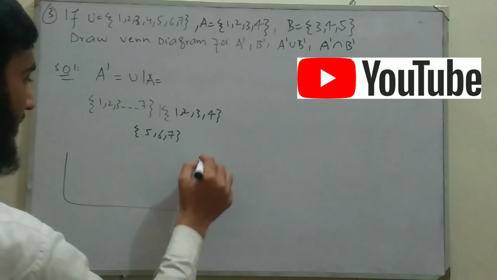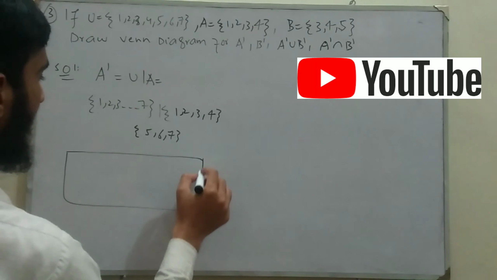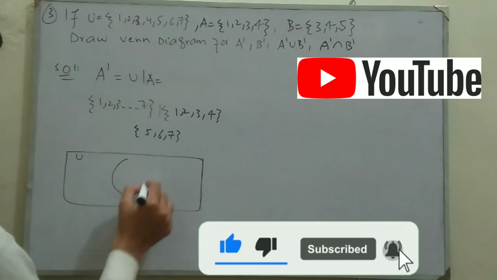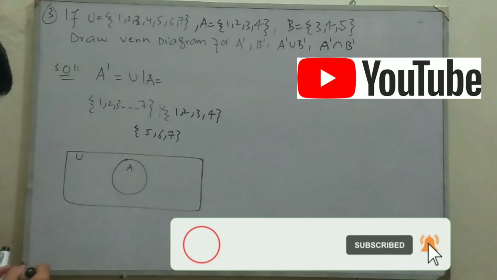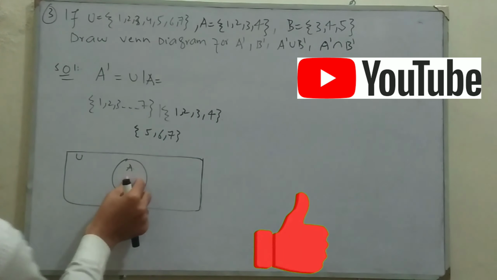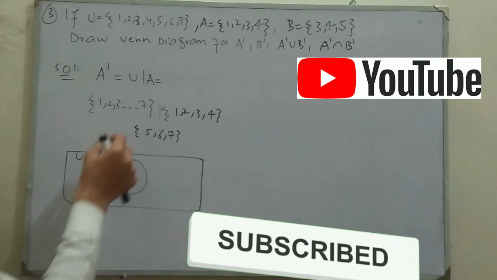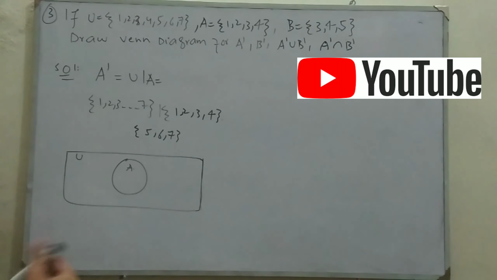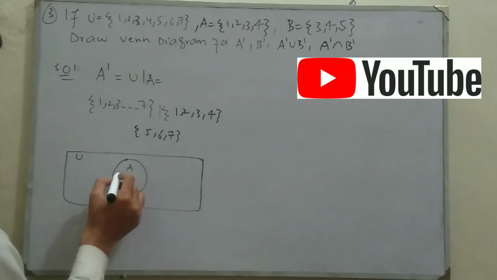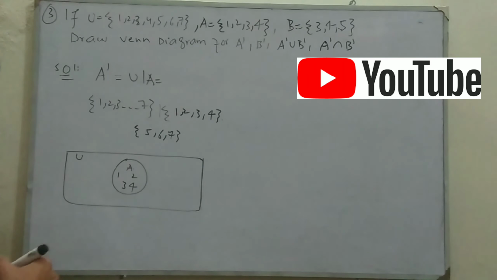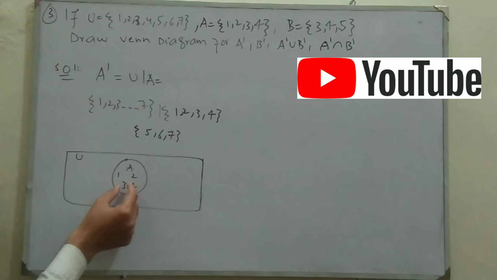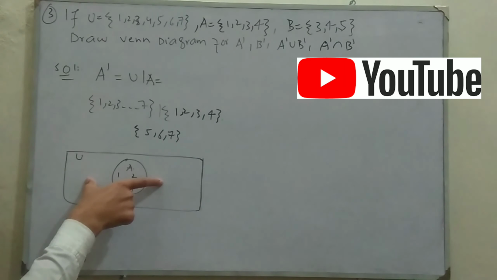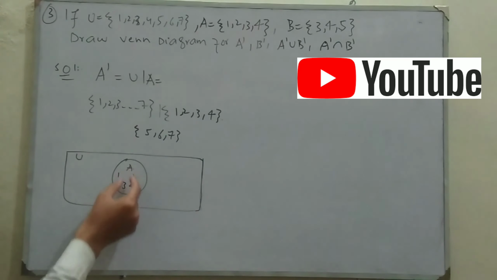You know that a Venn diagram can be drawn in the form of a rectangle. Here this is the universal set and here we have the A set. We are going to put the common elements of the universal set and A set inside A, which are 1, 2, 3, 4. Why do we take 1, 2, 3, 4 inside A? Because 1, 2, 3, 4 are included in the A set and also in the universal set, because A is a part of the universal set.